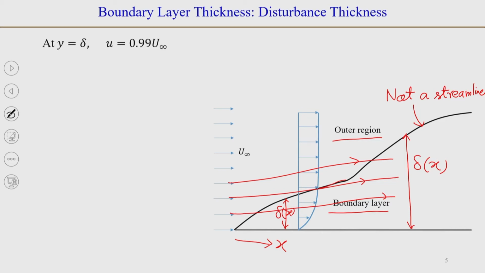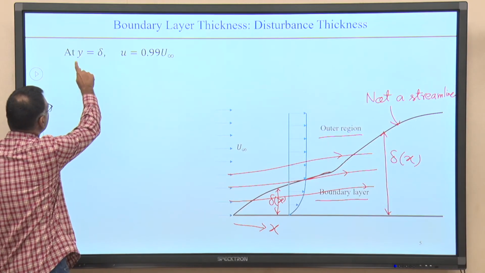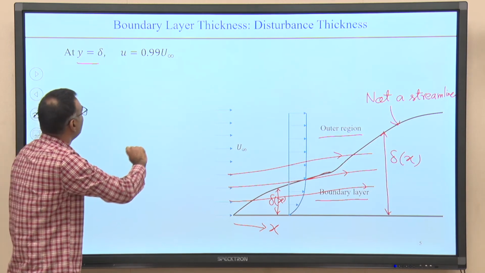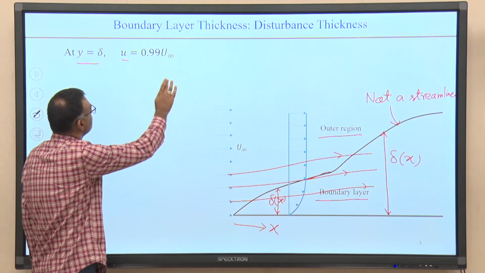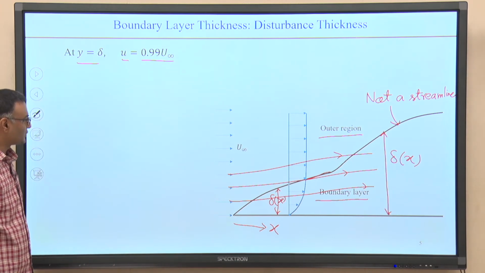Now, there can be different ways to define boundary layer thickness. So, the simplest way, as I said earlier, is that the velocity will approach u infinity exactly only at infinity, because it changes asymptotically. So, we can assume that the boundary layer thickness is the thickness at which the velocity becomes 99% of the free stream velocity.